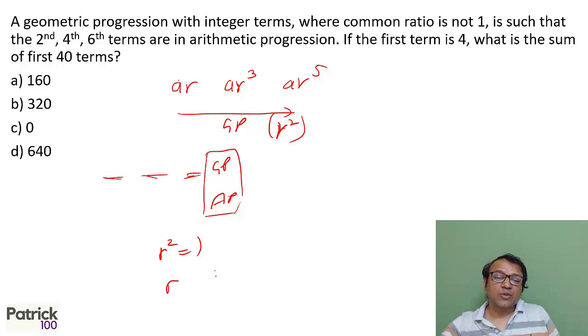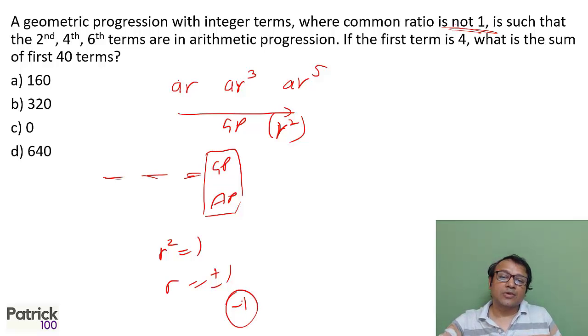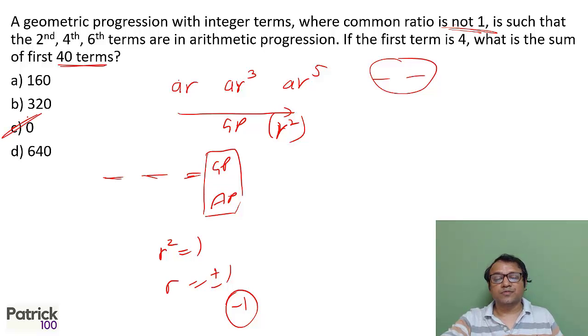So R can be plus or minus 1. But we know that R is not 1, so we get R is minus 1. If the common ratio is minus 1, then the sum of every 2 terms will be 0. C option. So AR cube, AR raised to 5.